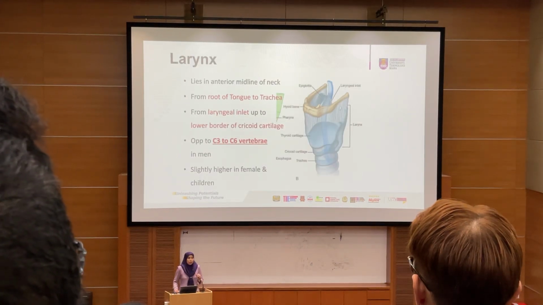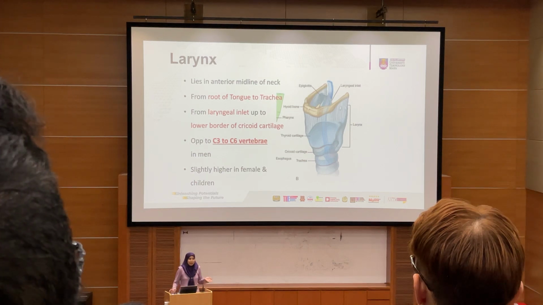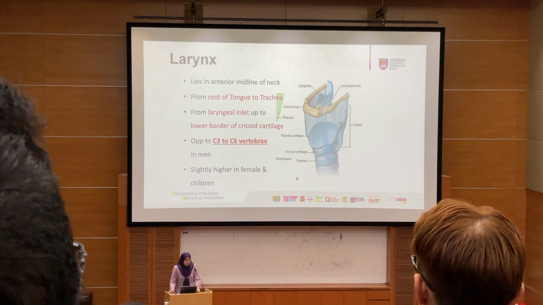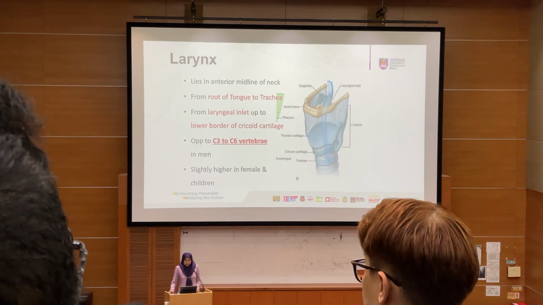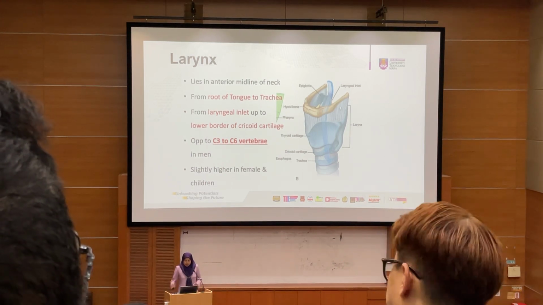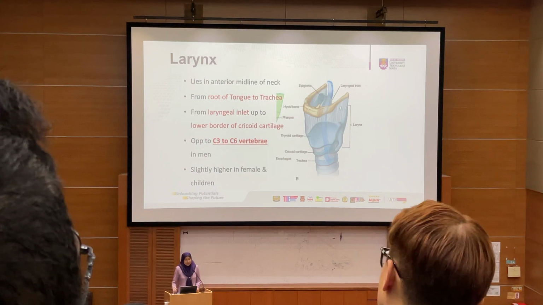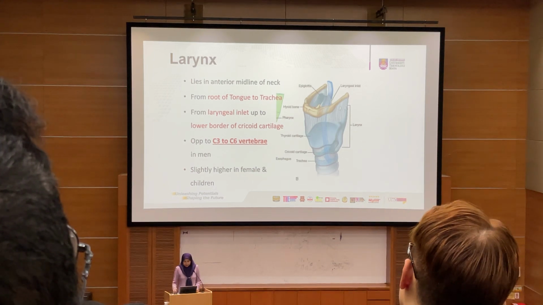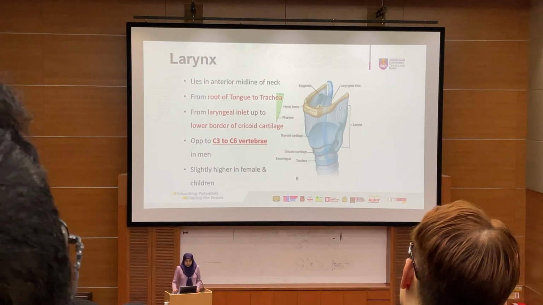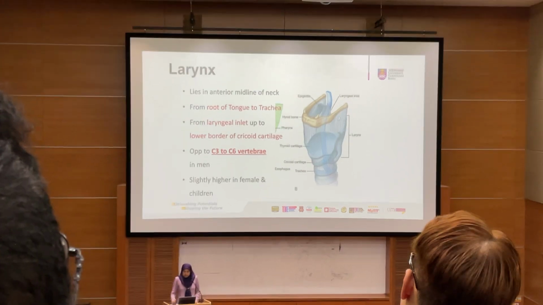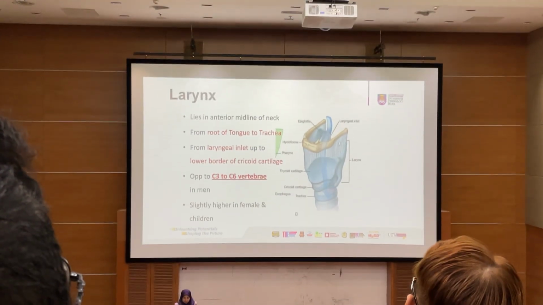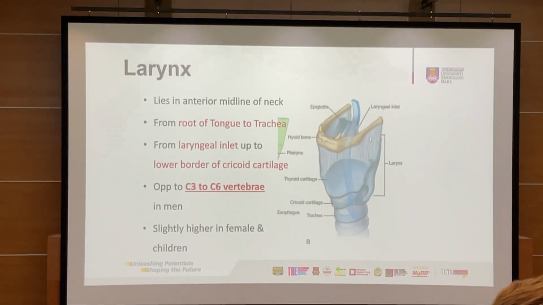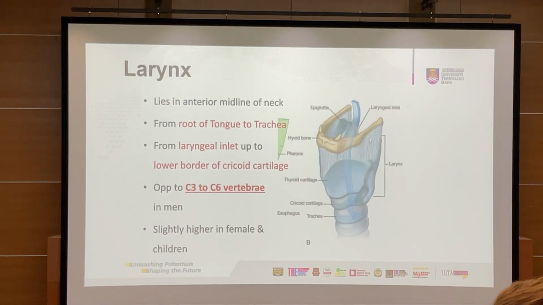So when we're talking about the larynx, does everyone know where the larynx is? It is the most anterior structure in the midline of our neck. It lies opposite the C3 to C6 vertebrae, and the larynx extends vertically from the tip of the epiglottis to the inferior border of the cricoid. Apparently, our larynx can be slightly higher in females and also in children.